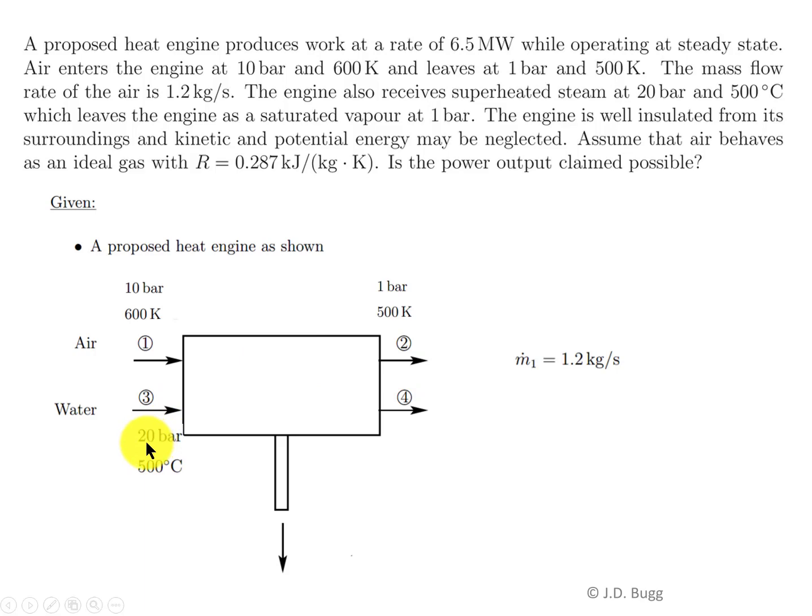For the water, it comes in at 20 bar and 500 degrees C, and it leaves at 1 bar and as a saturated vapor. So notice all 4 of these state points are fixed. We know enough information at all 4 of those points to look up any property that we need. Other things we're told here is that this machine is producing a shaft power of 6.5 megawatts. And in fact, what we're doing here is trying to figure out whether this is possible or not. Finally, we're told that the system is adiabatic. There's no appreciable heat transfer between this thing and the surroundings.